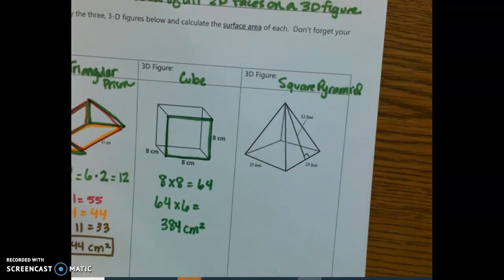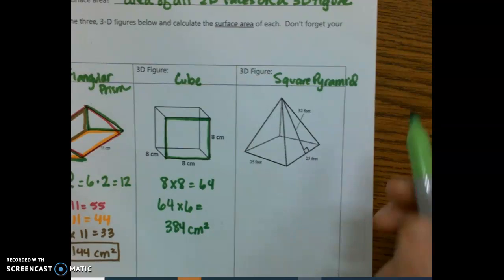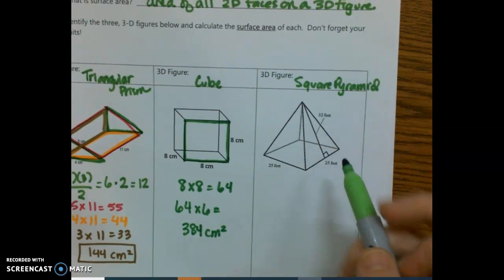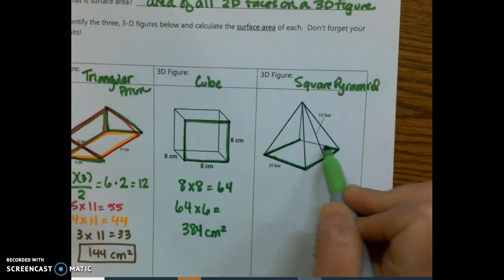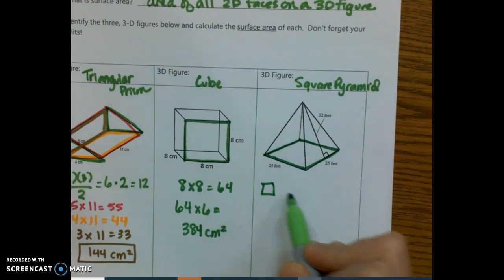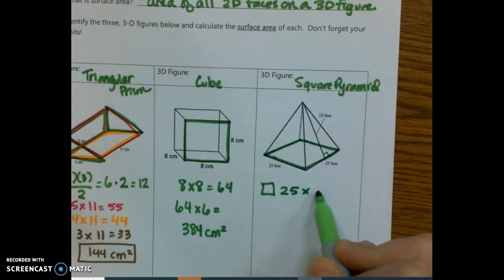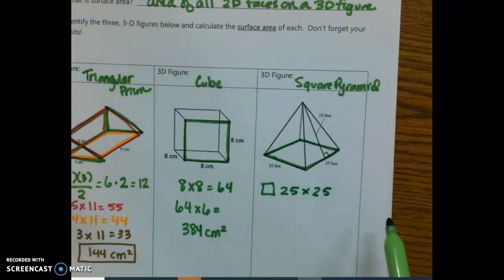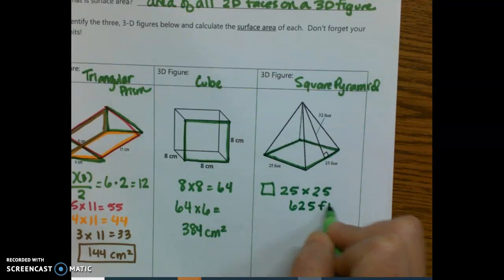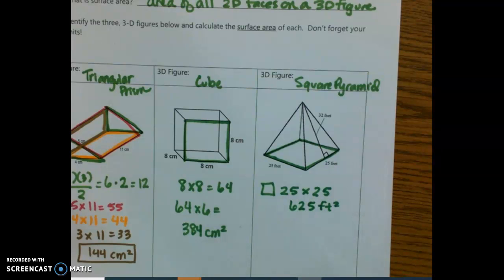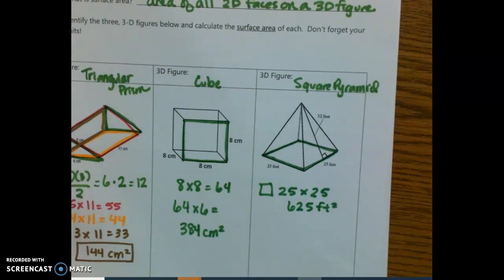Okay, finally, I'm going to move on to my square pyramid, and I'm going to start with the base again. Because this is a square pyramid, my base is a square. So to find the area of a square, it's 25 by 25, and I get 625 square feet.